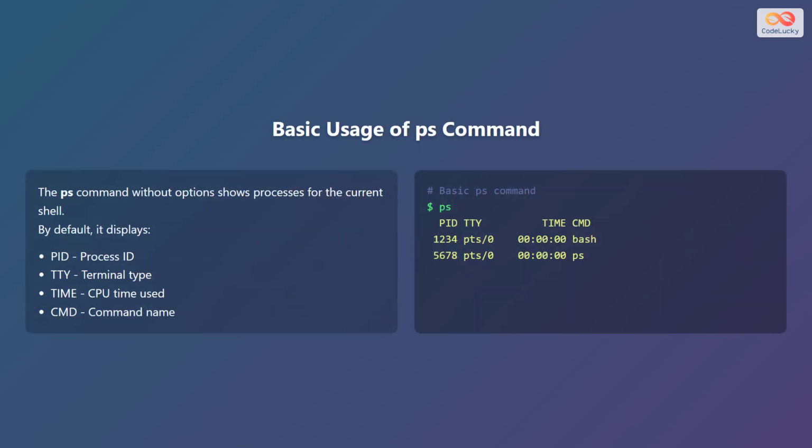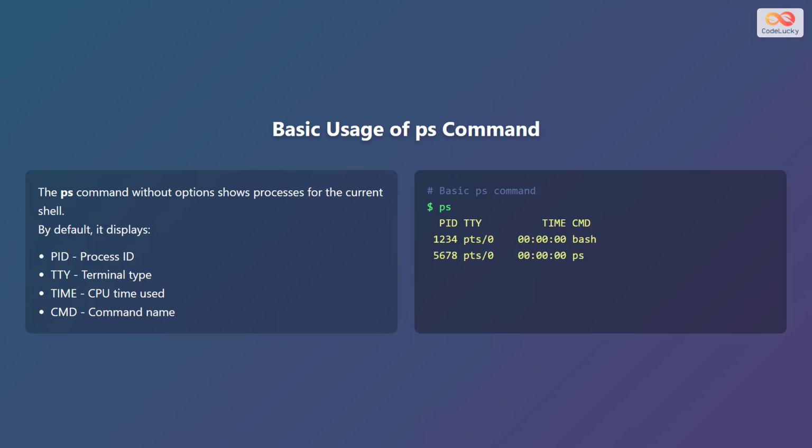Let's start with the basic usage of the ps command. When you use the ps command without any options, it displays the processes associated with the current shell. By default, it shows 4 columns. First, PID, which stands for Process Identification Number. Second, TTY, which stands for the type of terminal. Third, TIME, which represents the CPU time used by the process. And fourth, CMD, which shows the command name.